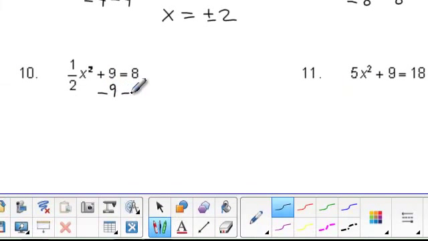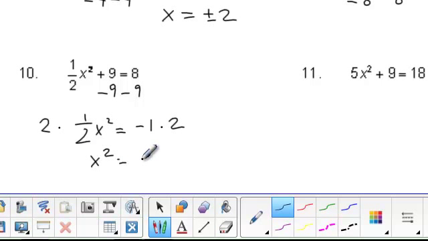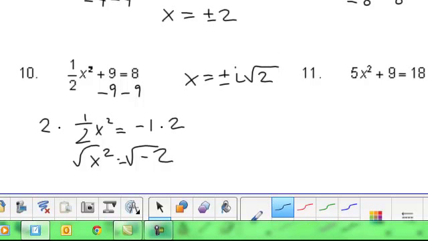Subtract 9 from both sides. 1/2 x squared equals negative 1. Multiply both sides by 2, and you get x squared equals negative 2. Square root both sides. Two solutions. x equals plus or minus i times the square root of 2.